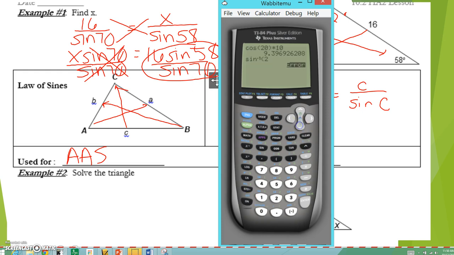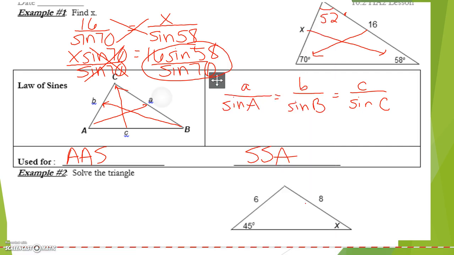Alright, so I go and I do 16 sine 58. I close the parenthesis after the 58, and then divide by, again, make sure you're in degree mode, 70. And I get 14.4. So that is the side that it was asking for. If you wanted to find the last side, you would do law of sines again.